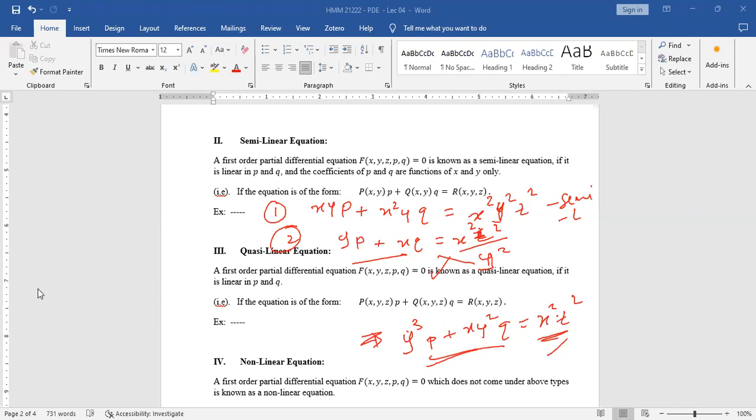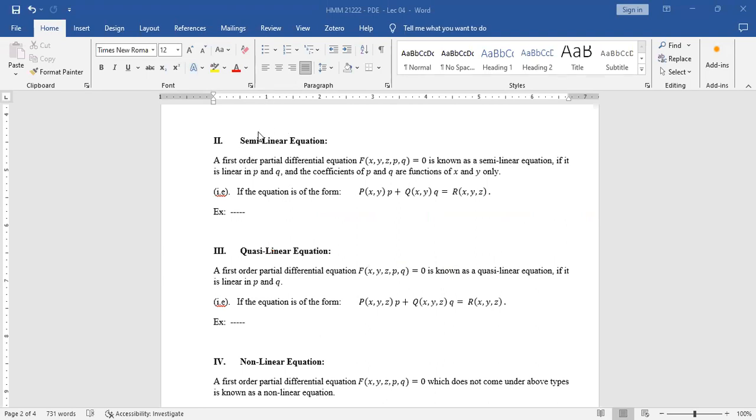Let me move to the quasi-linear. This is what I said: for the semi-linear, I told you it is like halfway. Quasi-linear is like a quarter, like 1 by 4th of the full linear equation. So let's see what it is. A first order partial differential equation is known as a quasi-linear equation if it is linear in p and q. Okay, so there is a small difference here. They say quasi-linear if it is linear in p and q.